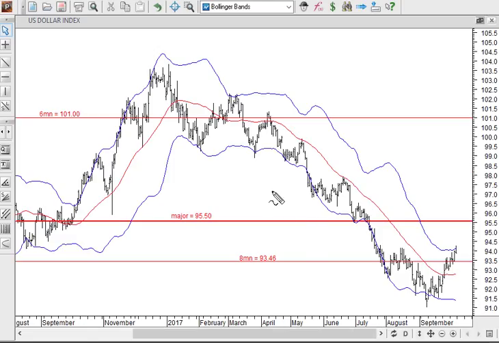Here we have the dollar index itself. The major point of control at 95.50 here would now be significant resistance if reached. We have hit the upper Bollinger Band today. Last time we did that was back over here. Bullish point on the chart currently is the fact that we've seen time now here printed above the 8-month at 93.46. Time back underneath that level would put the chart back in a weak price location.